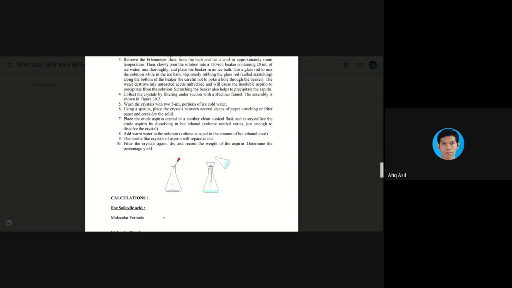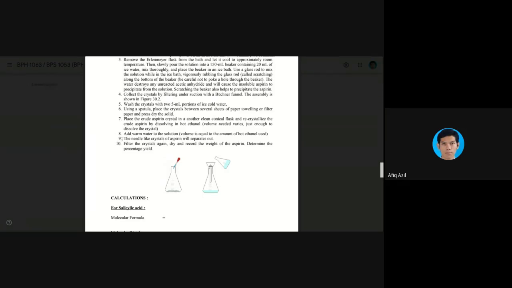So this has to be prepared earlier as well, in which you have to heat the water, and it doesn't have to be up to the boiling point. Okay, and the volume I would say to be equal to the amount of hot ethanol that you just added. So probably you just use 10 ml, so you add another 10 ml of this warm water.